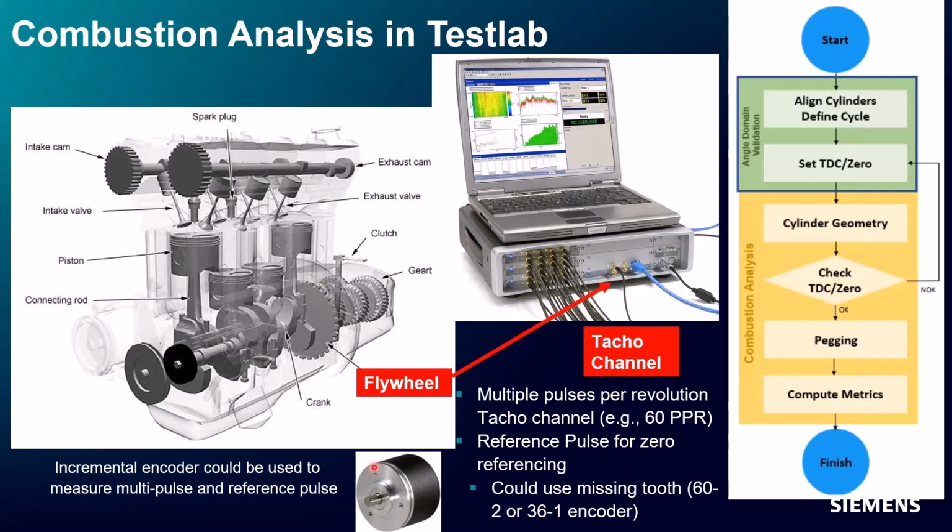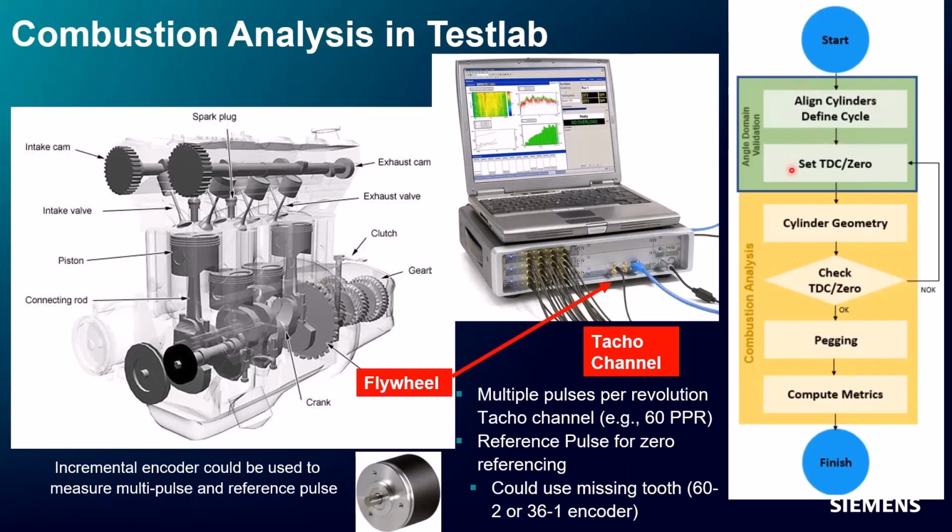If you think from a high level about the process involved in doing the combustion analysis in Testlab, you do the measurement of the cylinder pressure. And if you are measuring multiple cylinder pressures, you will need to do what is called a cylinder alignment to take into account the firing order. So you have to do that.